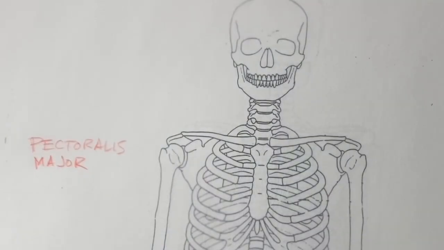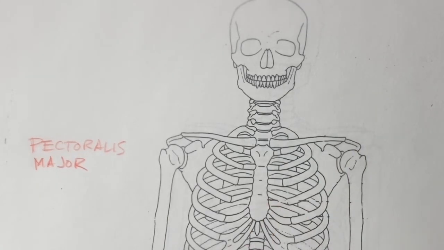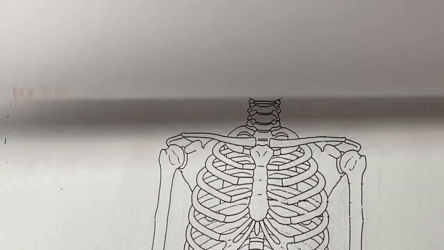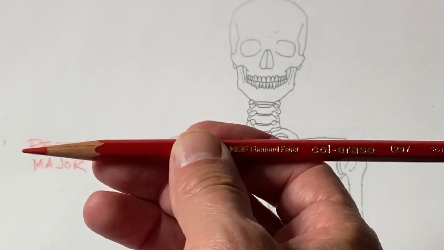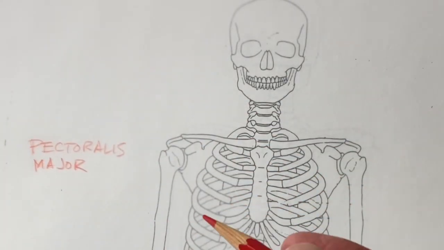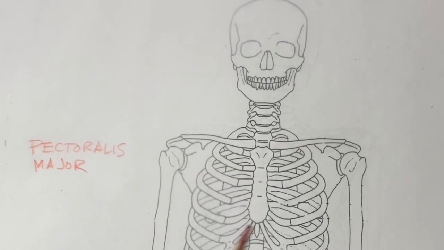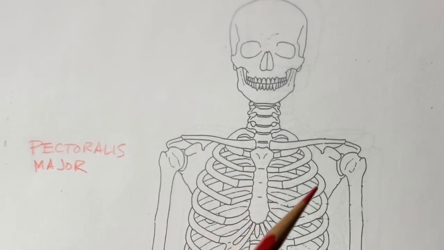So for your bone and muscle charts, we're going to start with the pectoralis major. I have the skeleton underneath here. I have a piece of tracing paper. You're going to draw your skeleton. And what I have is a red colored pencil. You'll notice on a lot of charts, the main muscle fiber is red. Sometimes where there's a lot of tendon, it goes to white or yellow.